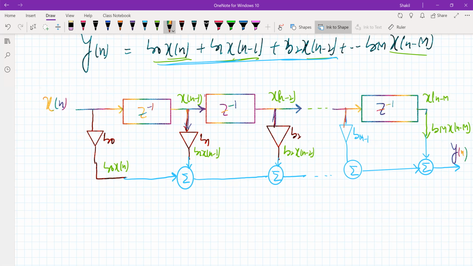Please do this example yourself. If y of n is twice x of n plus 5 x of n minus 2 plus 7 x of n minus 3 plus 10 x of n minus 8, try to realize this system. All right. Let me show you the example before I end.